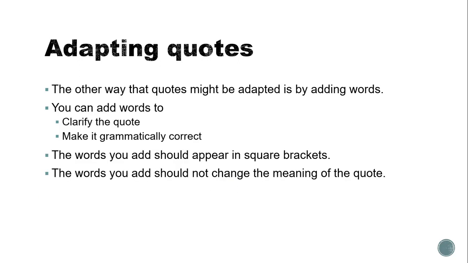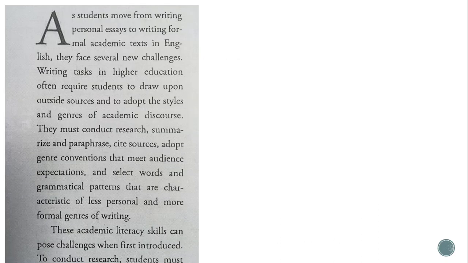The other way the quotes can be adapted is by adding words in. This is normally done to either clarify the quote or to make the quote grammatically correct. If you add words to a quote, they should appear in square brackets and should not change the meaning of the original quote. Let's look at an example of how we could do this.